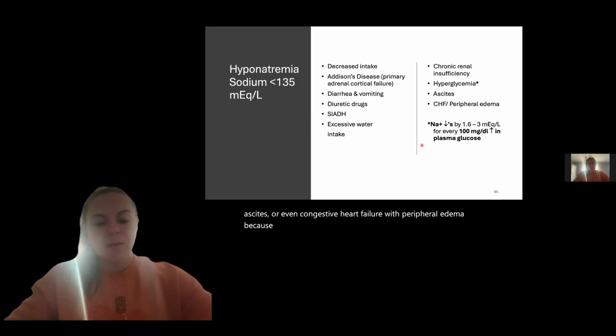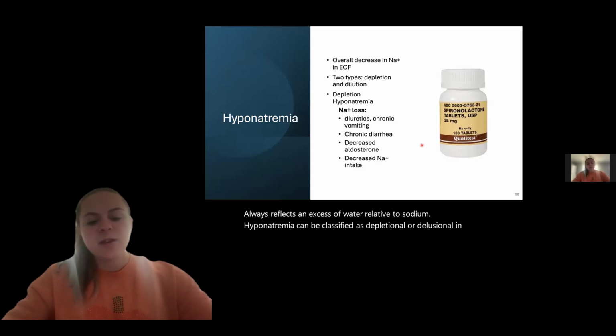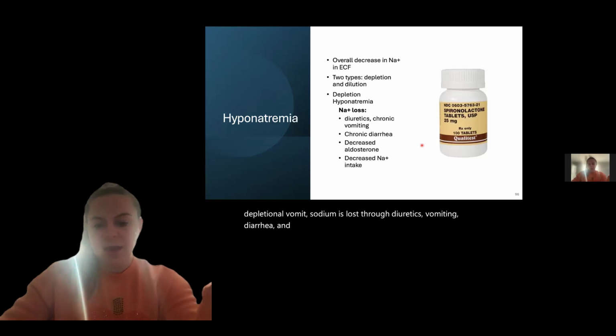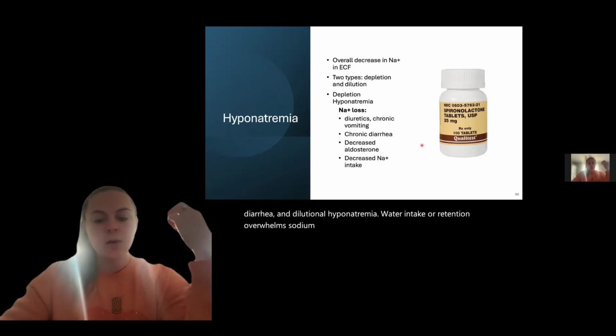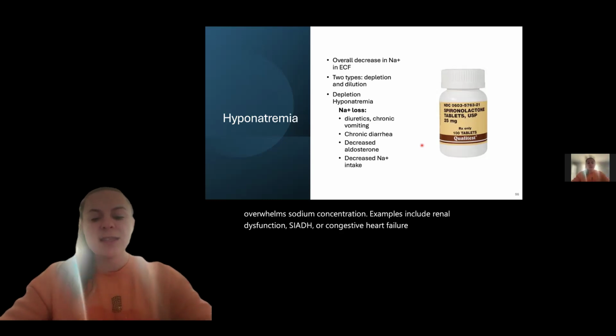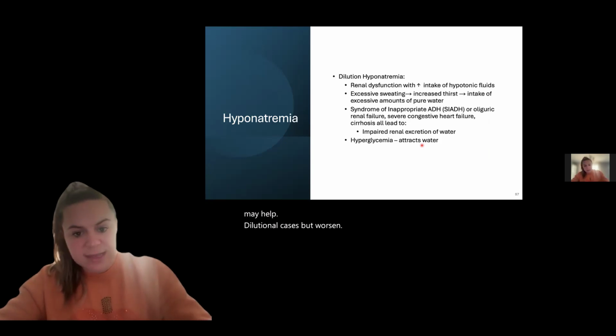Because sodium drives water balance, hyponatremia almost always reflects an excess of water relative to sodium. Hyponatremia can be classified as depletional or dilutional. In depletional, sodium is lost through diuretics, vomiting, diarrhea. In dilutional hyponatremia, water intake or retention overwhelms sodium concentration. Examples include renal dysfunction, SIADH, or congestive heart failure. Differentiating between these types is critical for treatment since fluid restriction may help dilutional cases but worsen depletional cases.